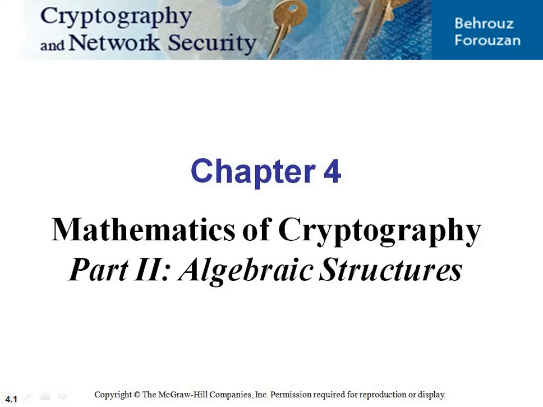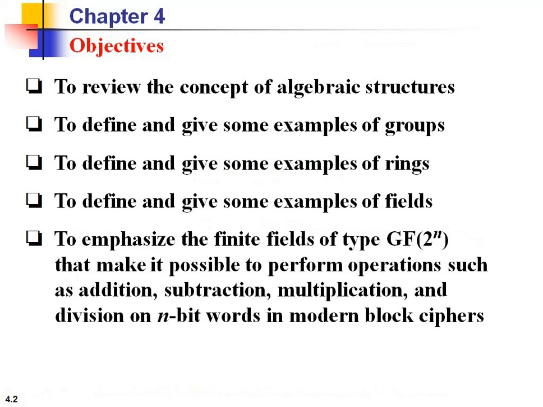So in this chapter we will be discussing the mathematics of cryptography part 2, and we will be mainly discussing various types of algebraic structures that are commonly used in cryptographic algorithms. So these are the objectives of this chapter. We will be seeing three types of algebraic structure. The first are the groups, then rings, and the third is the fields.